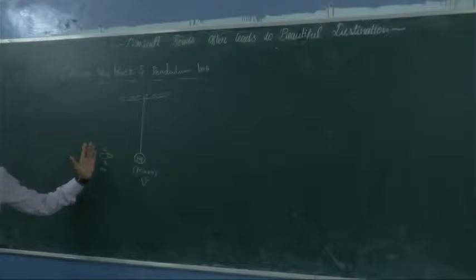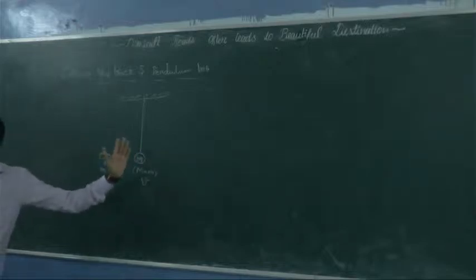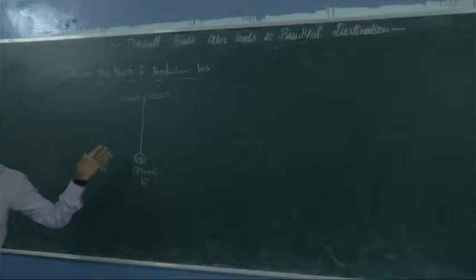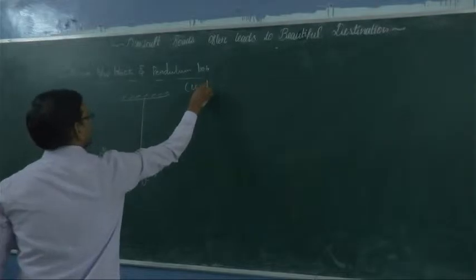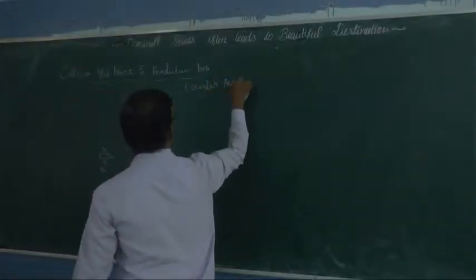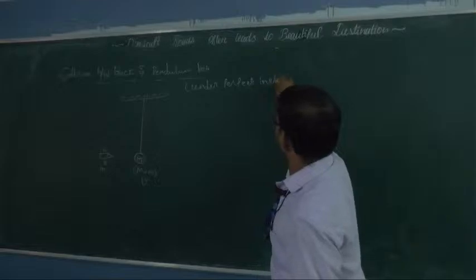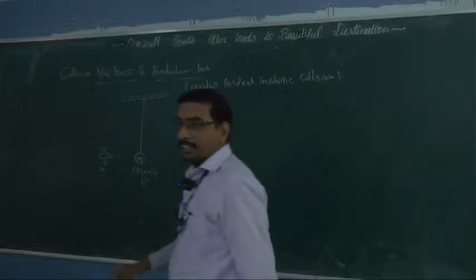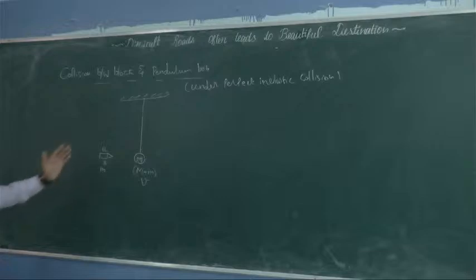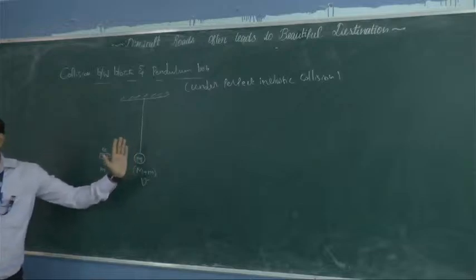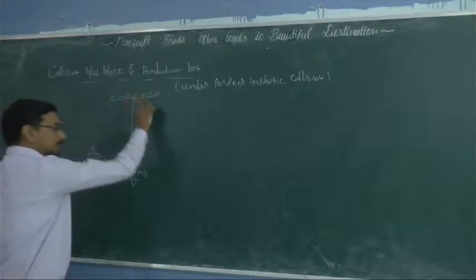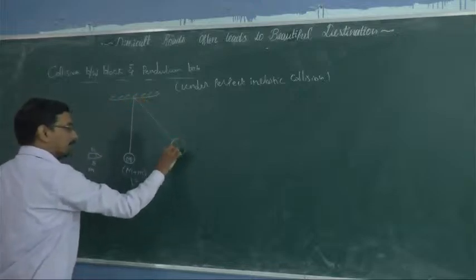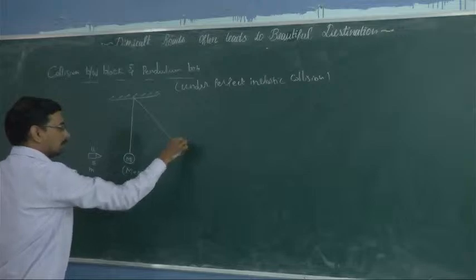At one stage, the bullet hits the bob, and they are going to produce a perfect inelastic collision. What is a perfect inelastic collision? After collision both systems will move together. When the bullet hits the bob, next both will move together. So now we are having bob plus bullet.